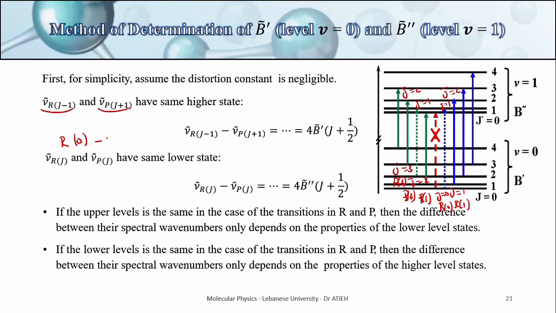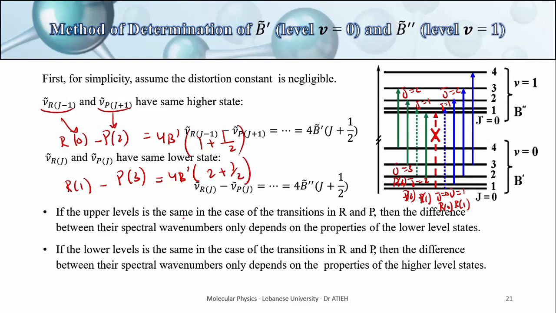So according to this formula, for example, we can take R0 minus P2 because they both arrive to the same level. R0 arrives to 1 and P2 also arrives to 1. It's equal to 4B prime J plus half. In this case, as you can see, according to our formula, J is equal to 1, so it's 1 plus half. Similarly, we can take, for example, R1 minus P3. R1 arrives to 2 and P3 arrives also to 2. So it's equal to 4 B prime times 2 plus half. So that's it.